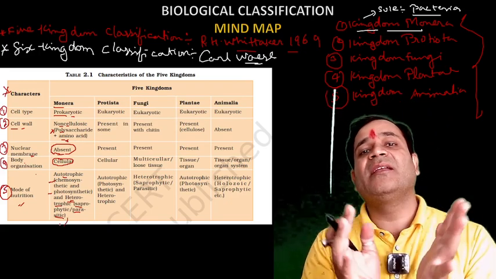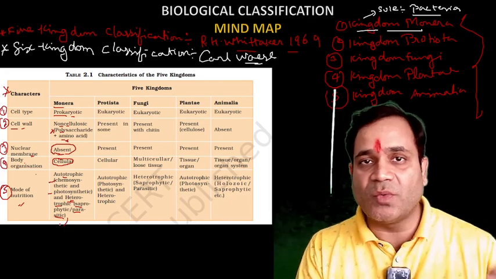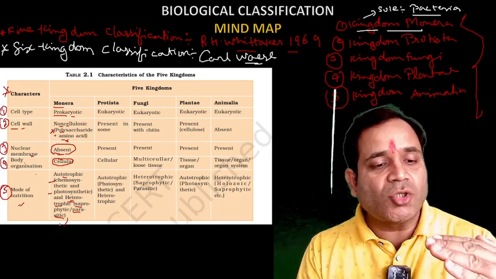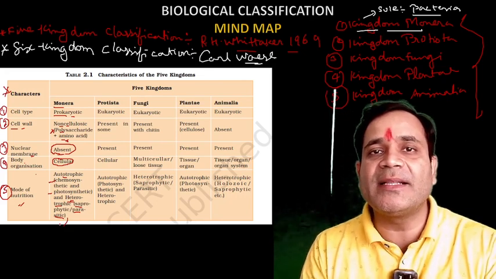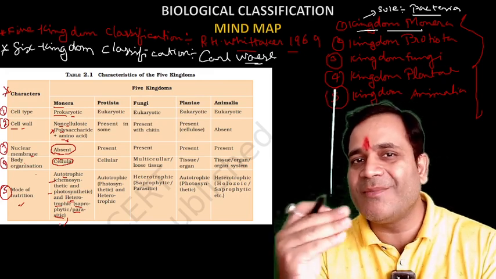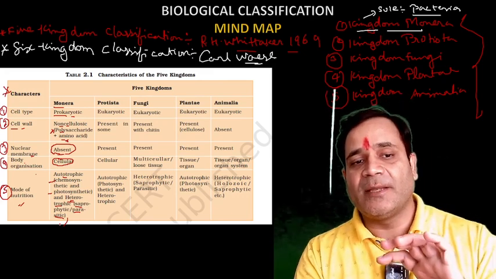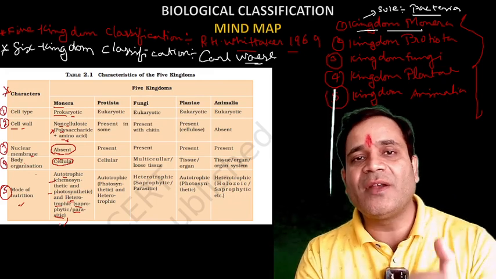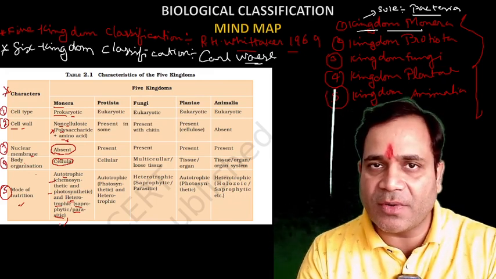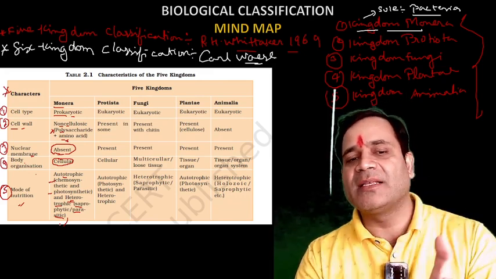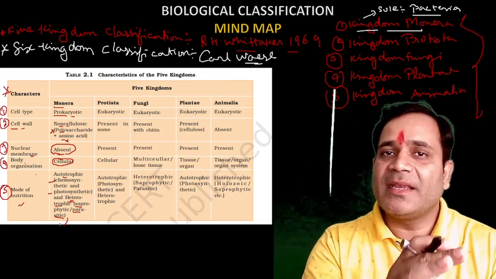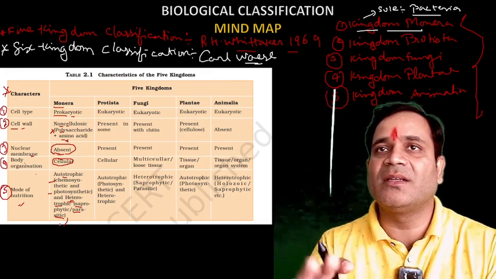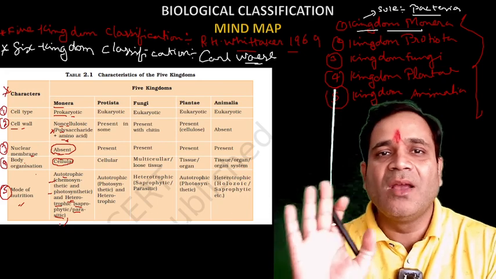If I'm talking about the mode of nutrition, you know that there are two types, autotrophic and heterotrophic. Autotrophic can be further divided into two parts, photoautotrophic and chemoautotrophic. Heterotrophic can be further classified into three parts: saprophytic, parasitic and holozoic. Saprophytic means the organisms which feed on dead and decomposed organic matter.